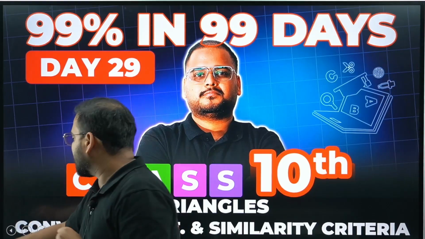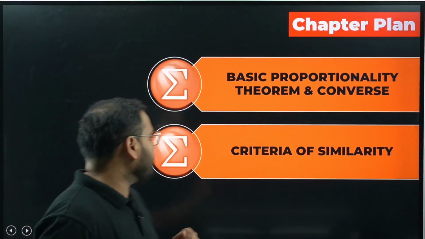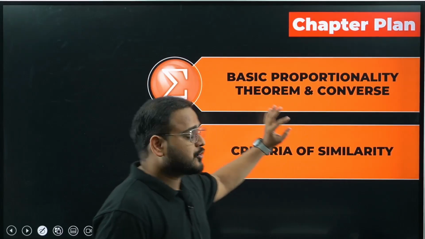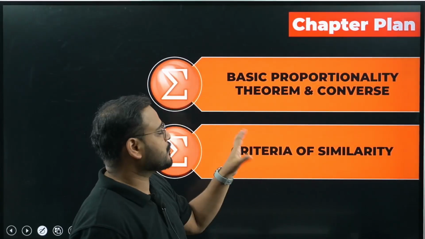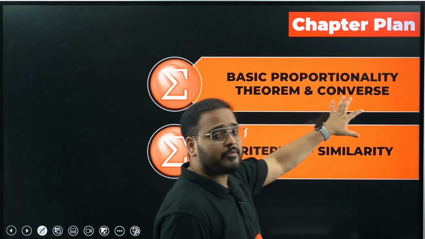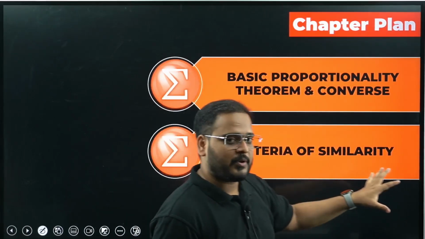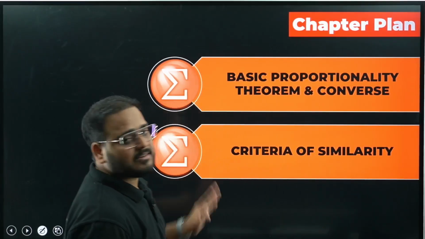Chaliye, moving on, look at the chapter plan. What we have, so we had BPT and Converse, okay? So we have talked about BPT in detail. Go ahead in the previous session, check the video and solve the questions on the BPT. Today we'll talk about the Converse and criteria of similarity, okay? So again, this is the chapter plan.